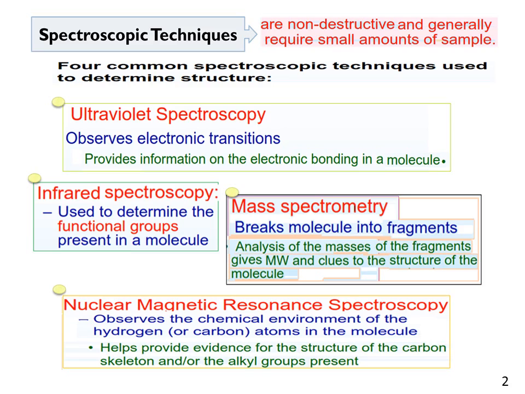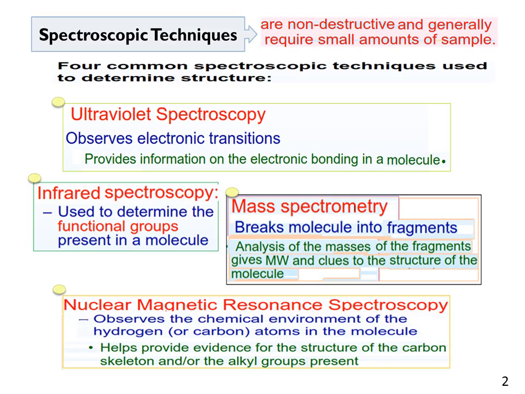These spectroscopic techniques involve four major types. The first is ultraviolet spectroscopy, which gives an idea about electronic transition and electron bonding in the molecule. The second type, infrared spectroscopy, is used to determine the functional groups present in the molecule.